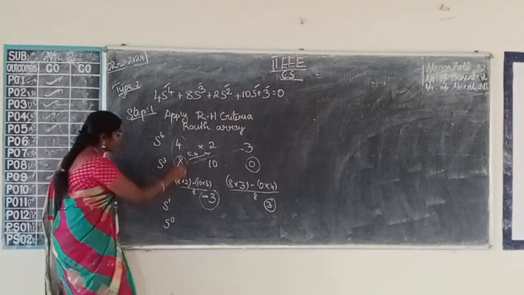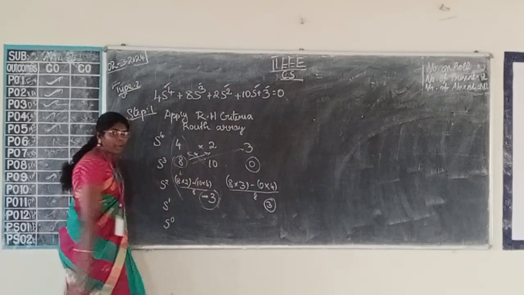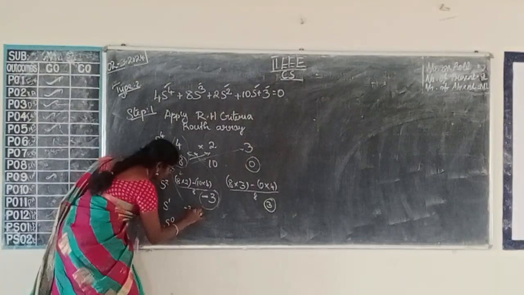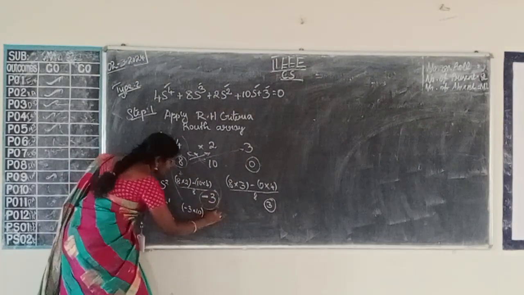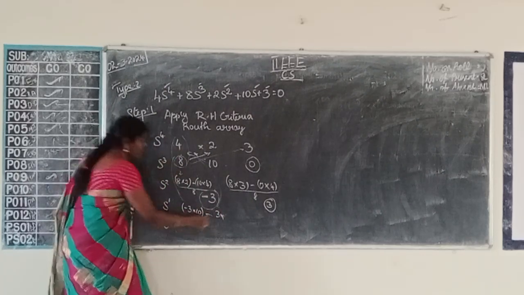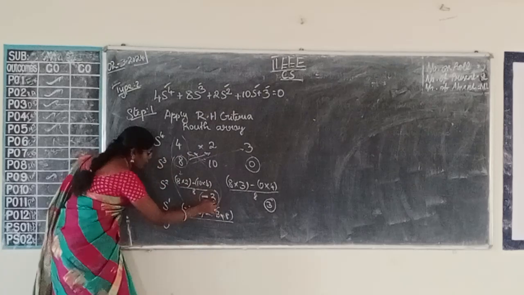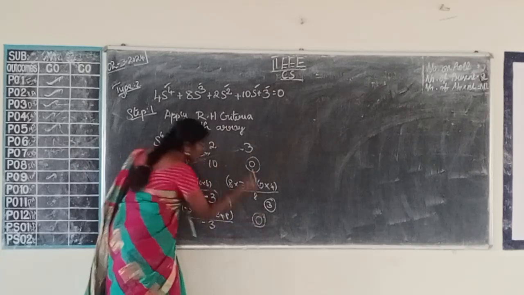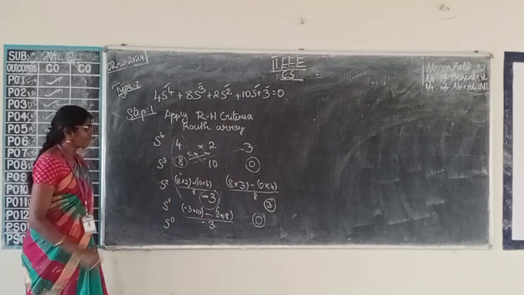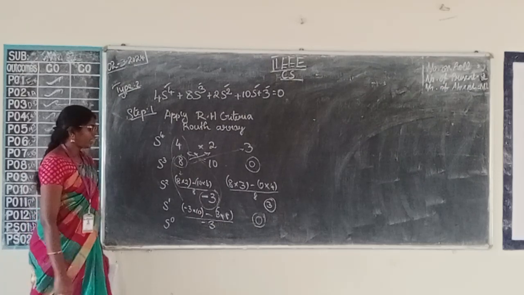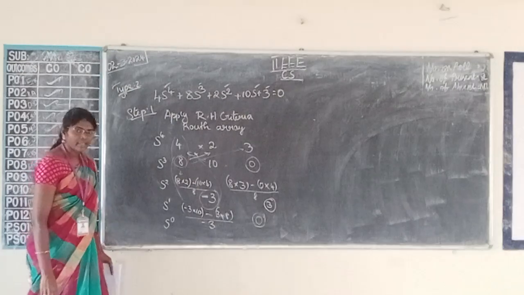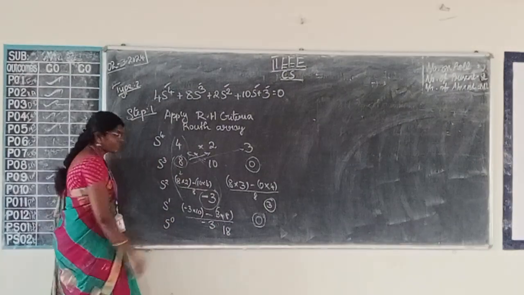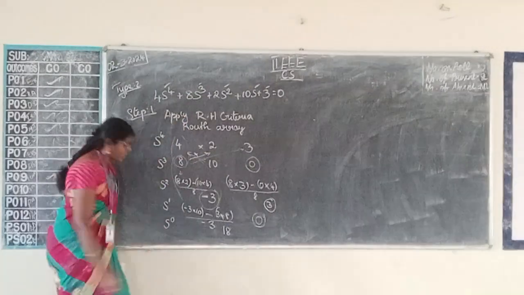Next, for s power 1, you take the first element, that is 8, and minus 3. Multiplying, that is minus 3 into 10, minus 3 into 8, divided by the reference, which is minus 3. The next number is missing, so it is considered to be 0. When we solve this, we get plus 18. The sign should be mentioned. And for s power 0, the constant is 3.